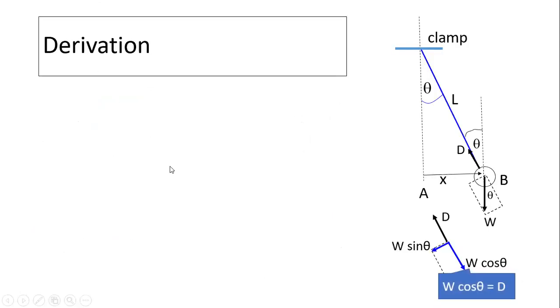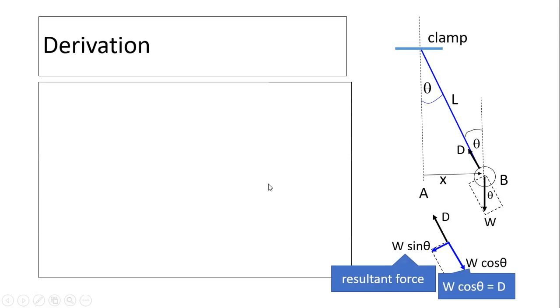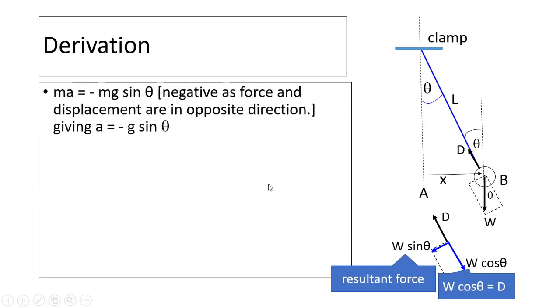Okay, let's carry on with the derivation. These two balance, so this is more like horizontal. That's the resultant force. Remember, the resultant force from Newton's second law is equal to ma. You put a negative sign there because your resultant force is to the left.